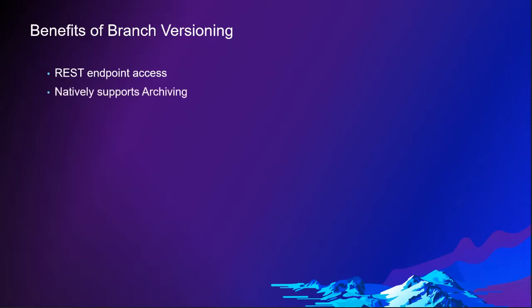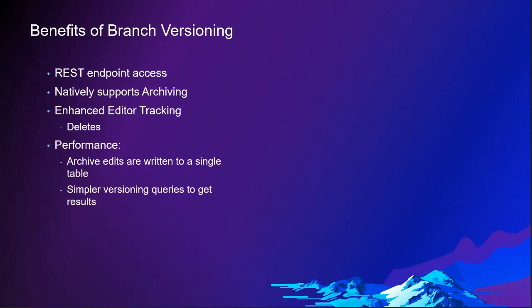It also, because of the single table structure, branch versioning actually natively supports archiving. This is something that with traditional versioning, you would actually have to enable archiving separately. With branch versioning, it just comes along for the ride automatically. Branch versioning also leverages editor tracking with an enhancement to also track deletes, and that's not currently supported with any other registration type. Queries are also optimized and streamlined because of that architecture of only having a single table.